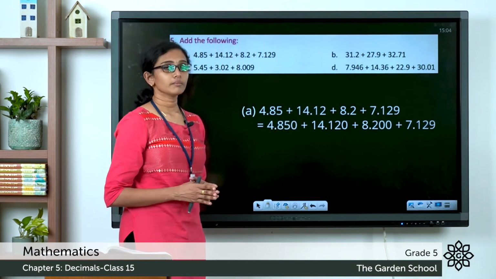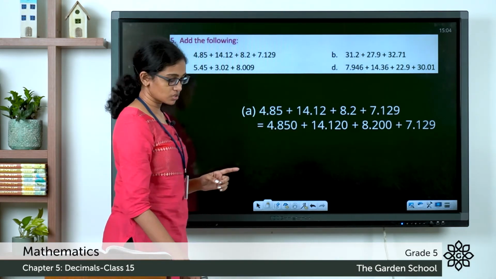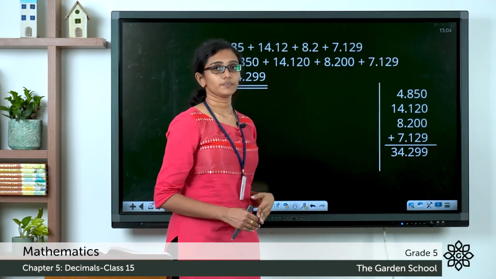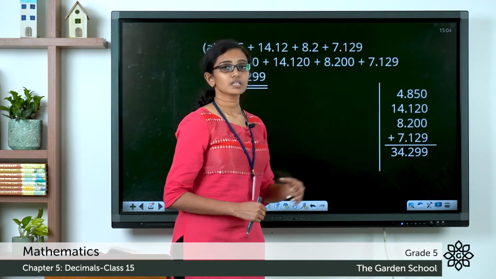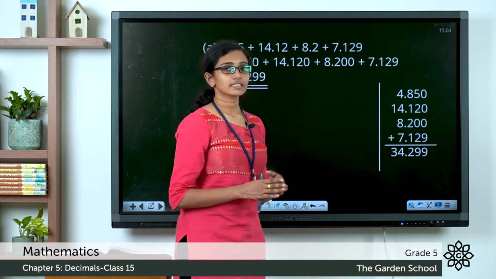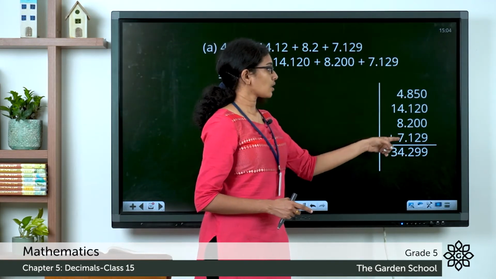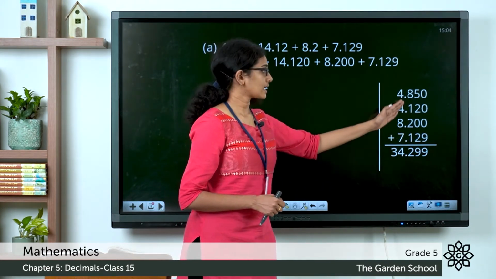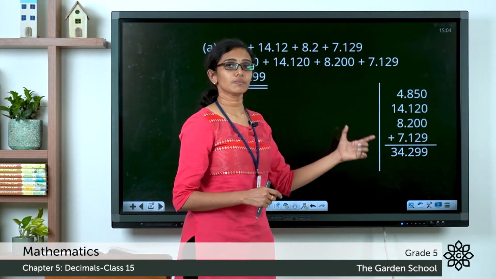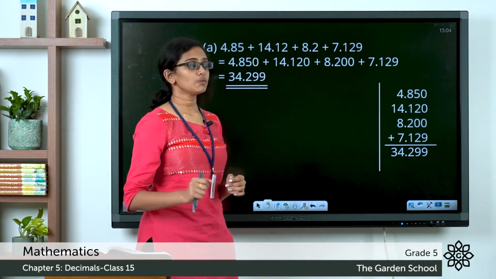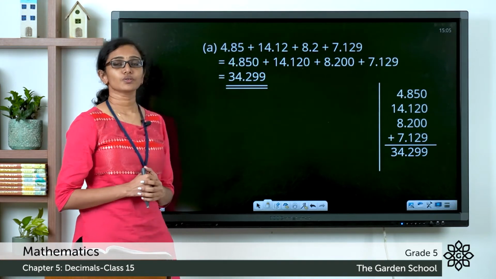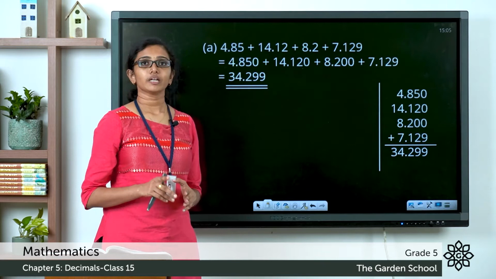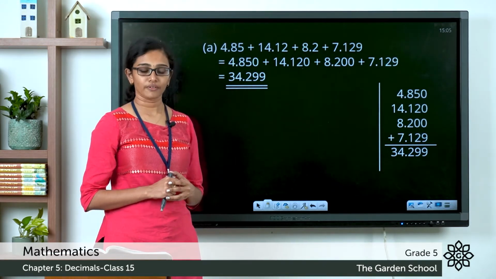Now that we have made them like decimals, the next step is to write down all these numbers right below one another. The digits in the same place are in the same column. You have to write it exactly in the same column. And also in the answer, make sure you're putting the decimal point exactly below the decimal point in the given numbers. So adding these numbers will give you the sum 34.299. So this is the answer for question A. Similarly, you can complete the other 3 questions of question number 5.